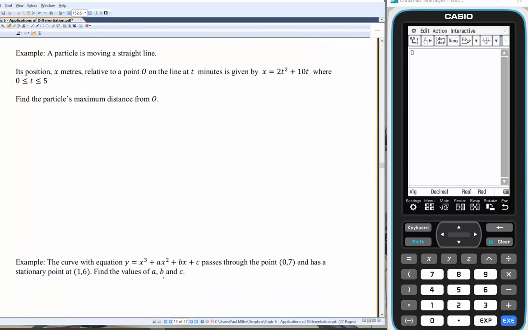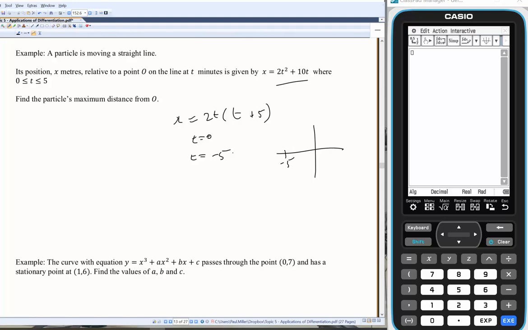All right, so we've got a particle moving in a straight line and its position is this, where t is between 0 and 5. We want to find out when it's furthest away from the origin, i.e. probably the turning point. So we're going to say x is equal to 2t squared plus 10t. T is equal to 0, t is equal to negative 5. Okay, so I feel like there's something wrong there. 2t squared, 10t. No, it's good.